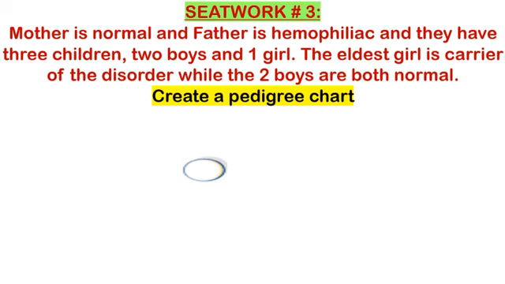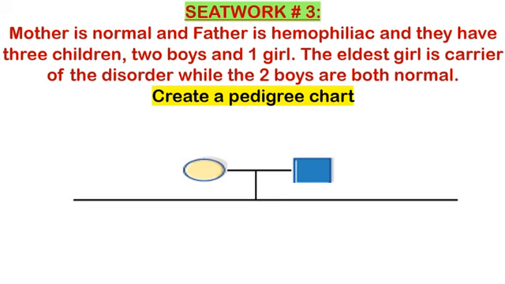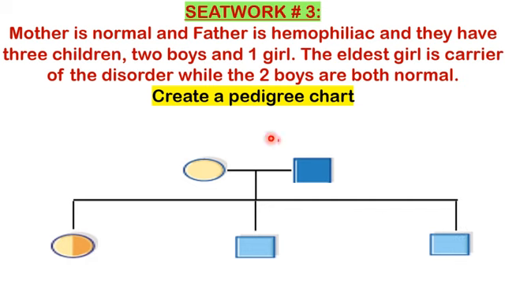Let's see. For the female, the mother, she's normal, but the father is affected, so we have to use the darker one. They have 3 children. The eldest is a carrier, so the symbol will go like this, while the 2 boys are both normal, so the lighter blue will be used. Okay, there you go. This is your pedigree chart already.